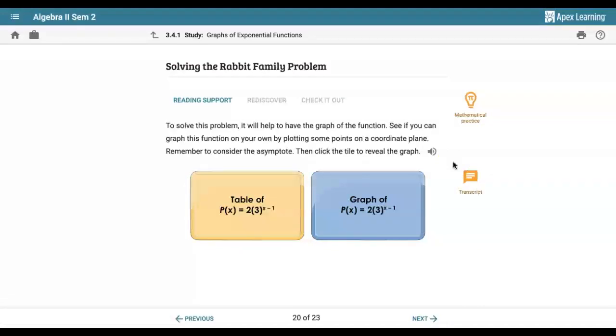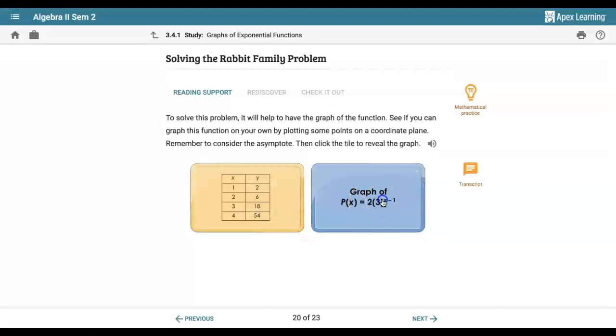Then if we were to graph this function, we could look at a table of values, or we could look at our graph here. You could plug in some values, but since we're dealing with a real world problem and it's talking about x being different generations, we are only going to have whole numbers. You're not going to have 1.5 of a generation.